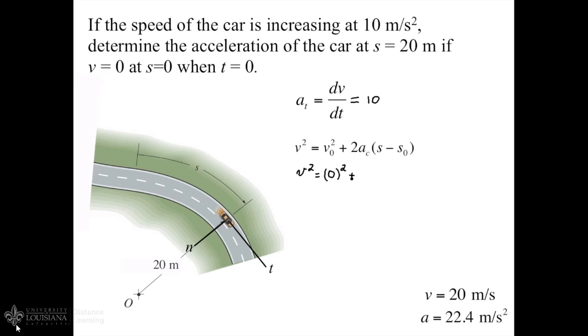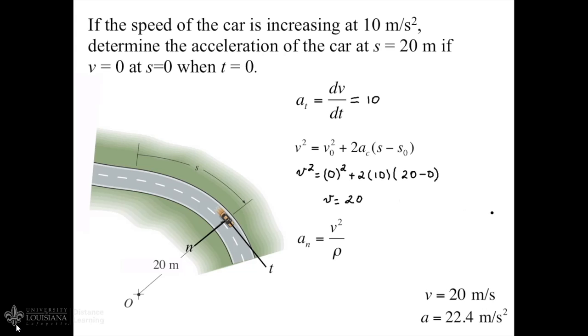Then we have plus 2 times our acceleration along the tangent axis, of course, and that's 10. Now we have our position. Final position is 20. The original position is 0. And if you work all this out, you get an answer for v, which is equal to 20 meters per second.